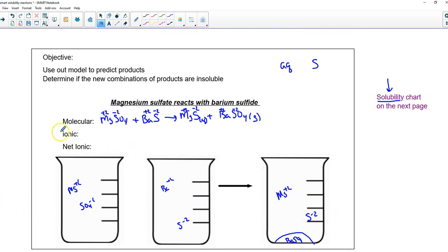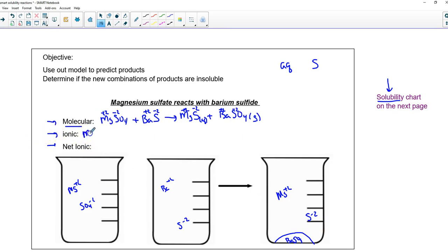Okay. Now I have three different types of equations. Molecular version, very common, have to have those states on it. And balancing is pretty simple. What's the ionic version? Showing it really what it actually is. This is probably the least common version, although it's the most accurate.